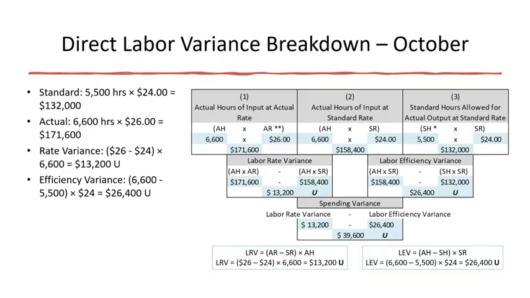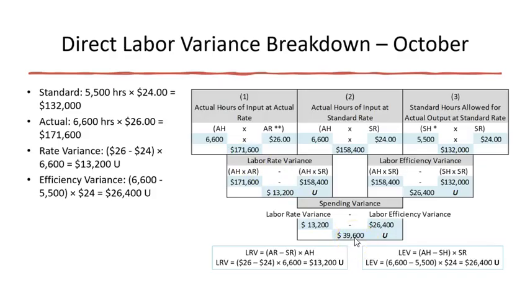So the three-column model again shows this. On the left-hand side, the actual hours that were used, 6,600 at $26 apiece. We should have used 5,500 hours at $24 apiece. The actual cost that we had to spend for labor was $171,600. We should have spent $132,000. This leads to an unfavorable variance of $39,600. We spent more than we should have, $39,600.